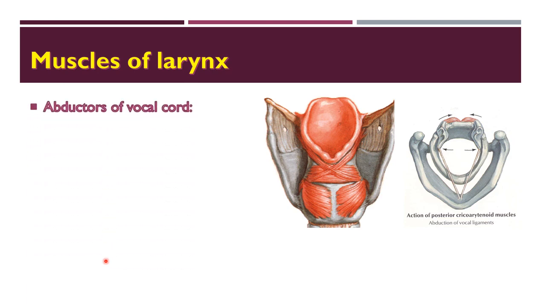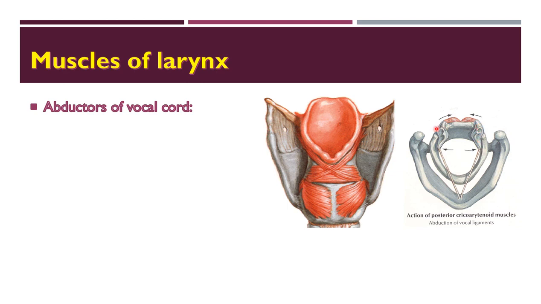So the main muscle which abducts the vocal cord is your posterior cricoarytenoid muscle, which you are able to see here. It arises from the posterior surface of the lamina of the cricoid cartilage. You see two depressions on either side of the median ridge. So it arises from the posterior surface of the lamina of the cricoid cartilage, and then it is inserted into the posterior surface of the muscular process.